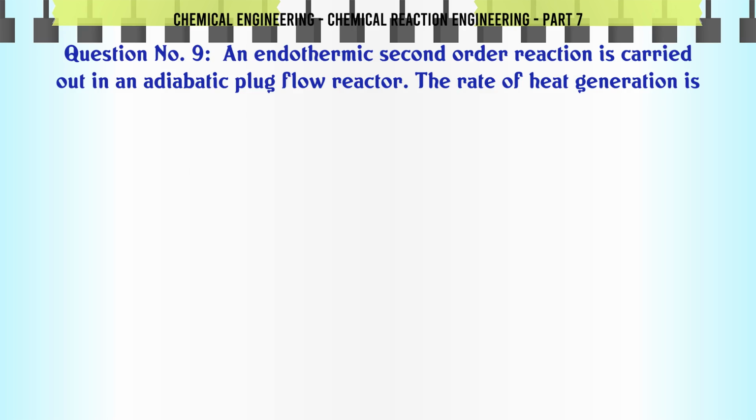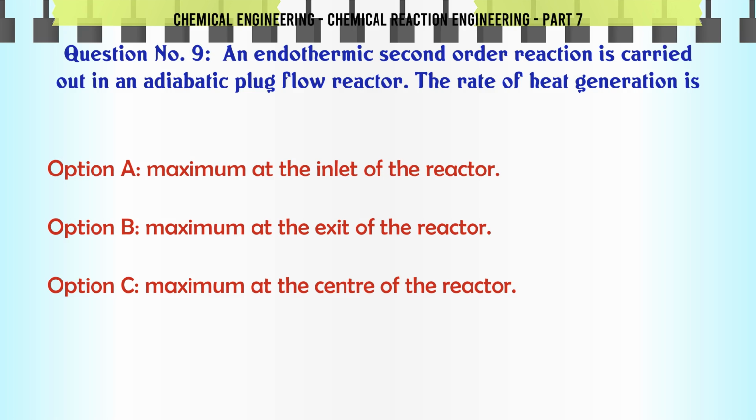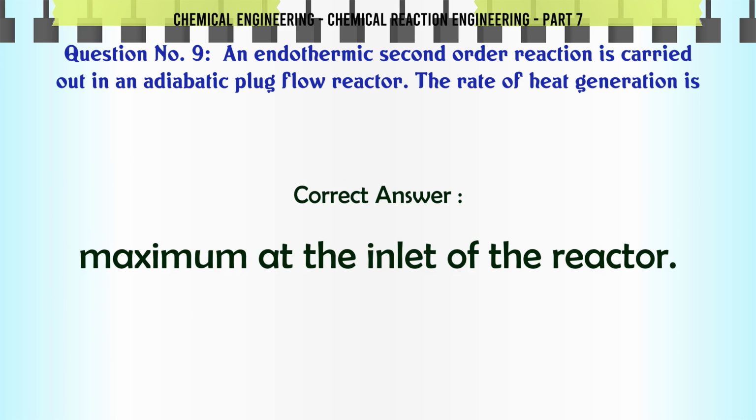An endothermic second-order reaction is carried out in an adiabatic plug flow reactor. The rate of heat generation is: A. Maximum at the inlet of the reactor. B. Maximum at the exit of the reactor. C. Maximum at the center of the reactor. D. Constant throughout the reactor. The correct answer is maximum at the inlet of the reactor.